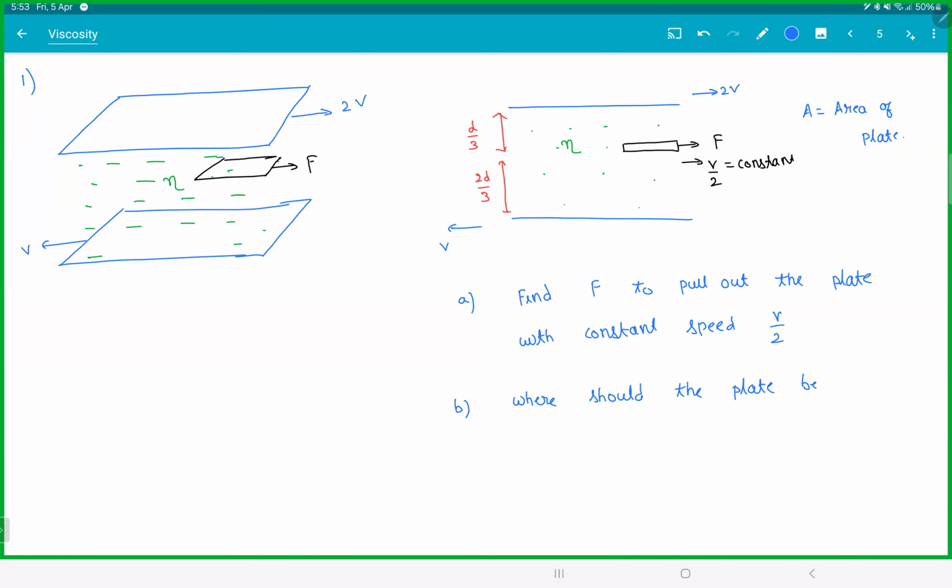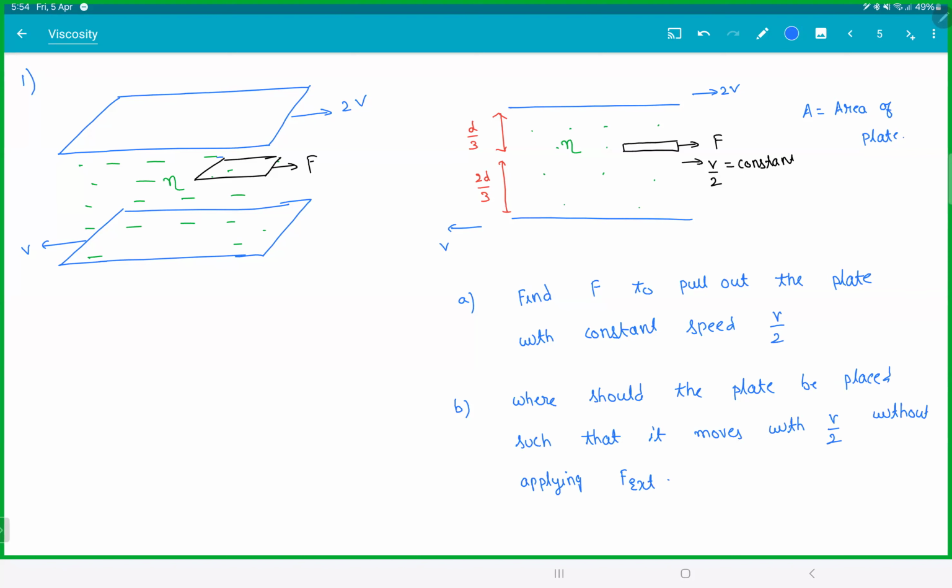Second, where should the plate be placed? So if instead of keeping it at d by 3, 2d by 3, can I keep it somewhere else such that it moves with V by 2, but F is 0? Without applying external force, if I change the position, where should I keep it so that it can move without applying an external force?